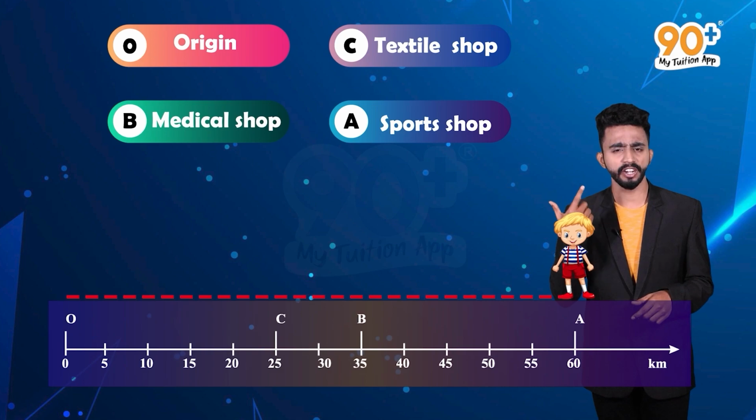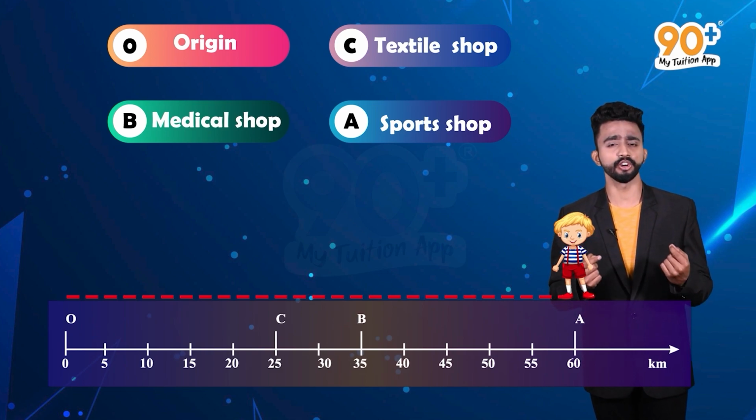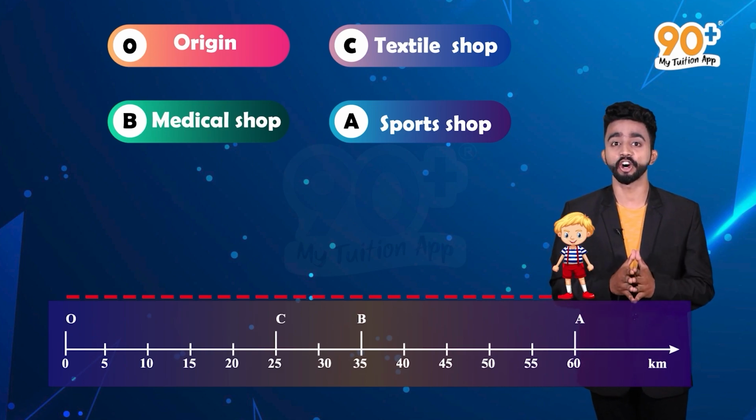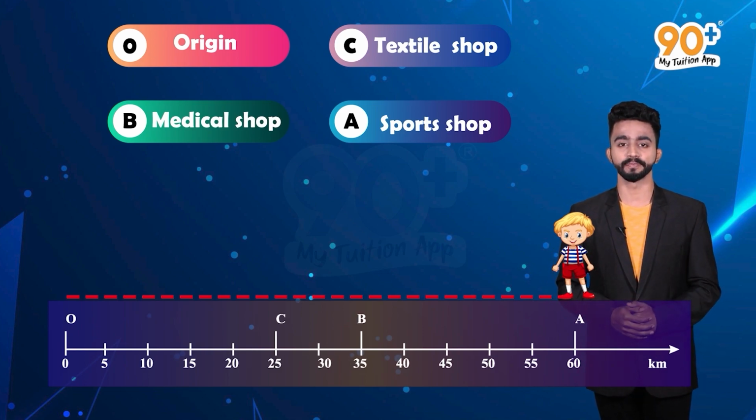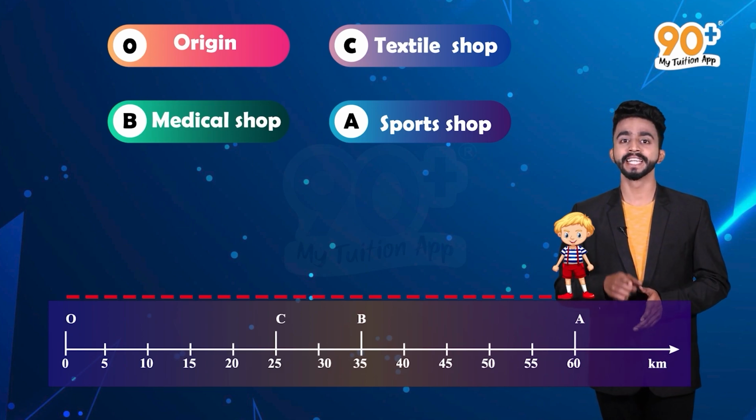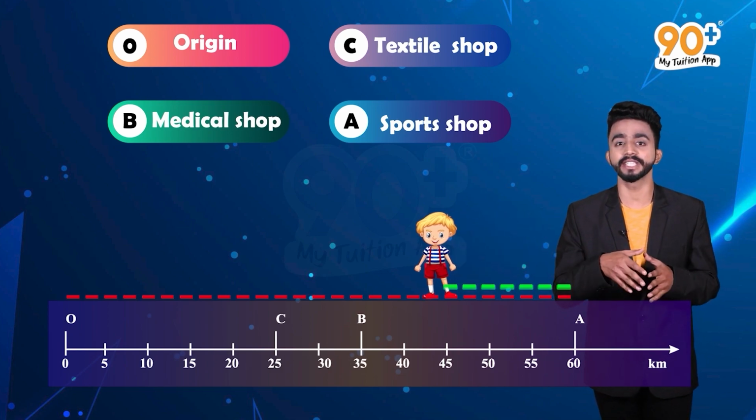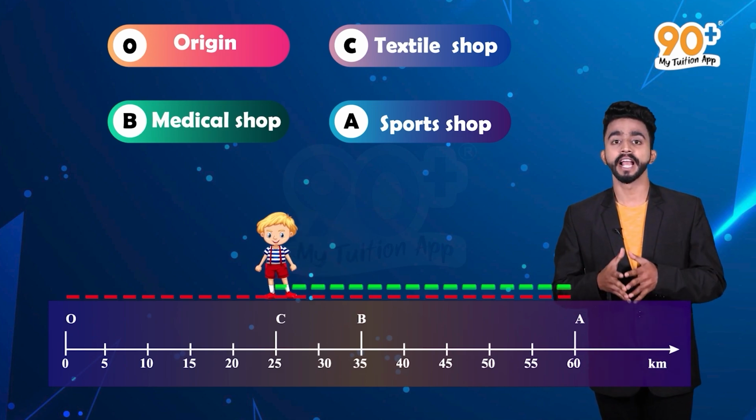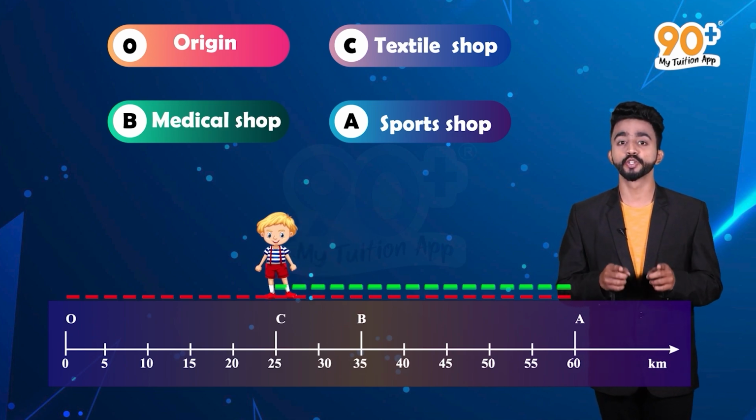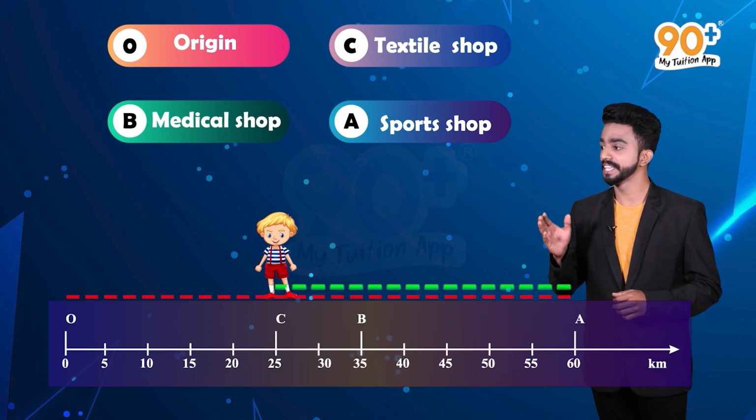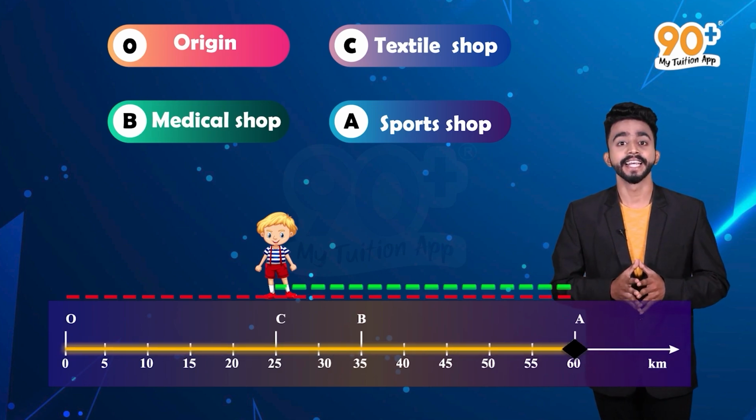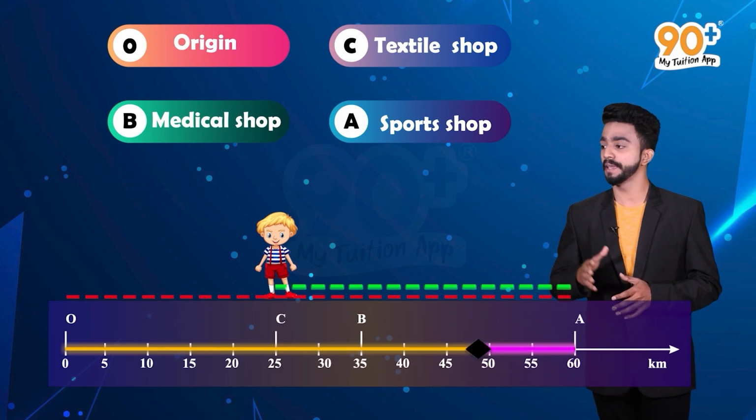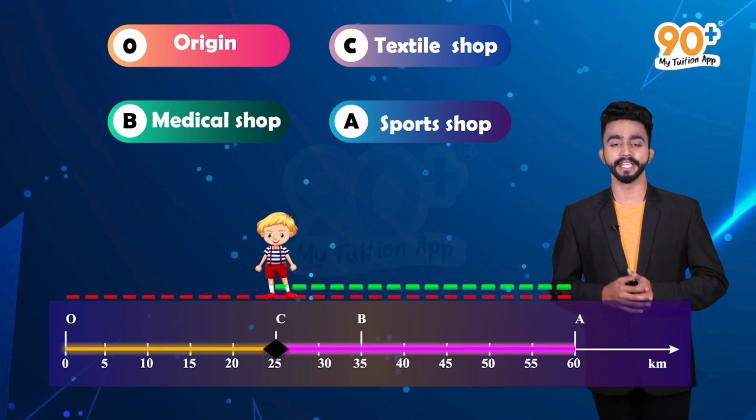But Raju was confused whether to buy some more clothes or not. Yes, he gave a thought and finally he decided to buy some more clothes from the textile shop. What will he do then? Yes, Raju will travel back to the textile shop from the sports shop along the path of the medical shop. So, based on the representation given here, Raju traveled from the origin O through C and B and reached A. Then Raju went back along the same path and reached C through B.